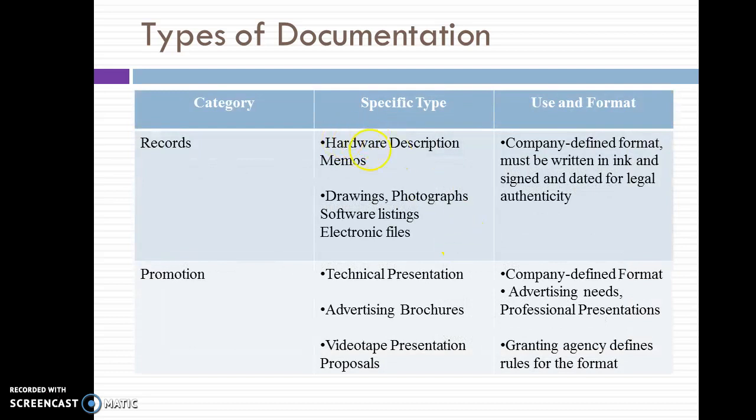Records are the hardware description, memos, drawings, photographs, software listings, electronic files. In these forms we can maintain the record. The record has a certain format which we have to follow. Promotion is another category of documentation. In that we can do technical presentations, advertising brochures, and videotape presentations.